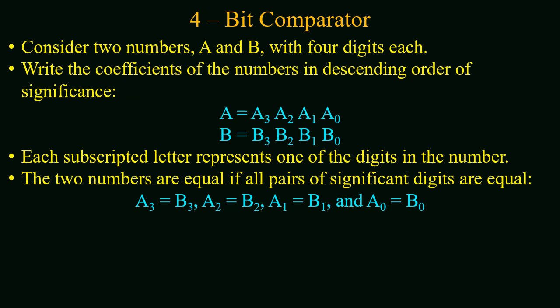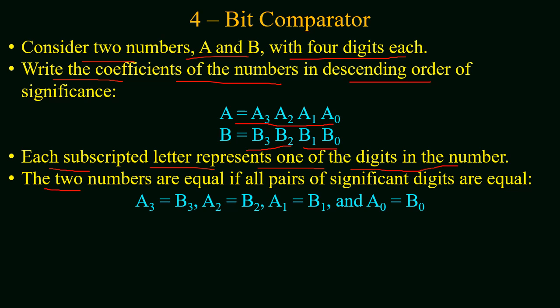Now after the 1-bit comparator, we will study a circuit which will compare two 4-bit numbers. Consider we have two numbers, A and B, which consist of 4 digits, and we will write the coefficient of each digit in descending order, like A will be equal to A3, A2, A1, A0, and B will be equal to B3, B2, B1 and B0. Here each subscripted letter represents one digit or one bit in the given numbers.